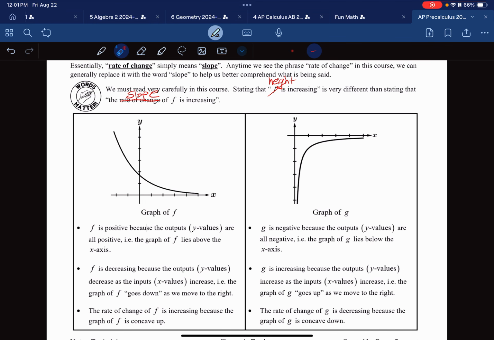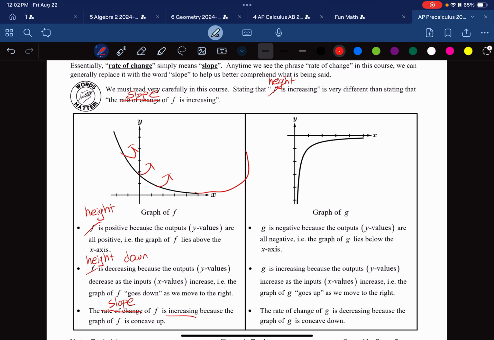So looking at an analysis, you can say that all of this graph, this F, whenever you see F, you change it to the word height. Whenever you see F, you can say the heights are positive because we're above the x-axis. You can say F is decreasing, which means that our heights are going down. And the rate of change, cross this off and say slope is increasing because we're trying to pull our airplane up. We're pulling the airplane up.